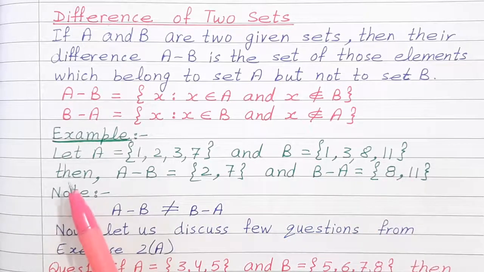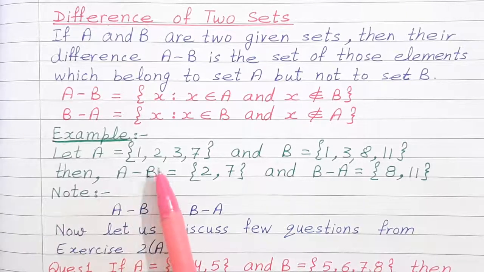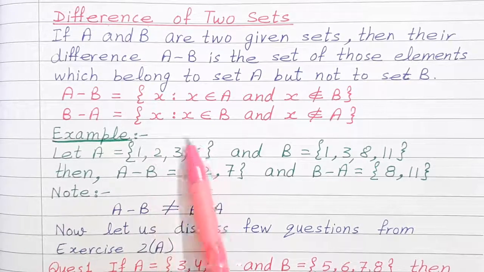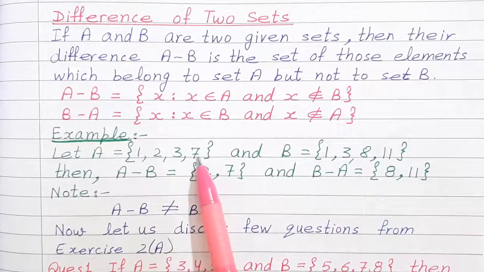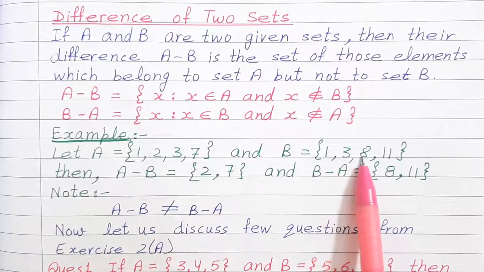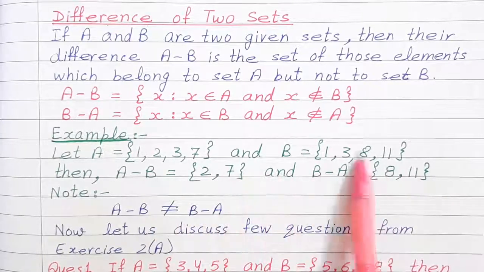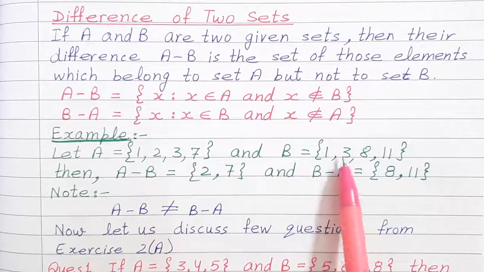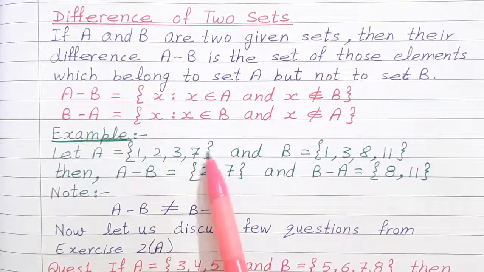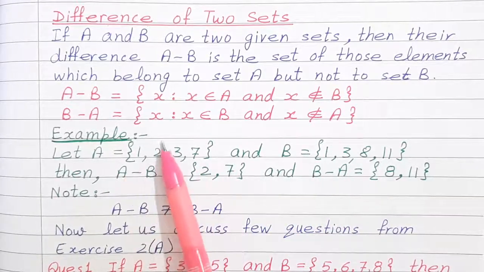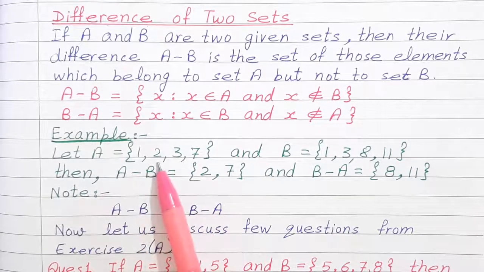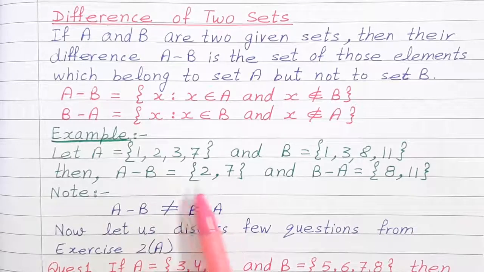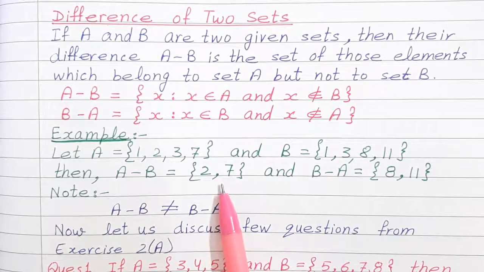Now children, A minus B, that is, from A we have to subtract the elements of B. Now A is {1, 2, 3, 7} and B is having {1, 3, 8, 11}. Now what are the common elements? That is 1 and 3. So from A I will subtract 1 and 3. I will reduce. So my answer is only 2 and 7. So A minus B is {2, 7}. I hope you have understood this.